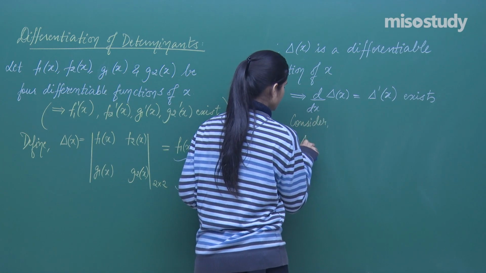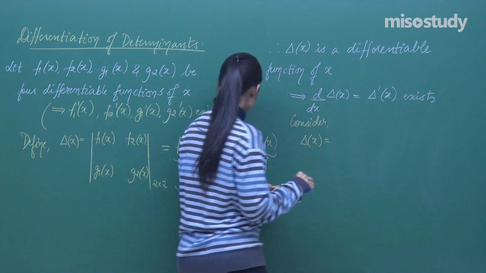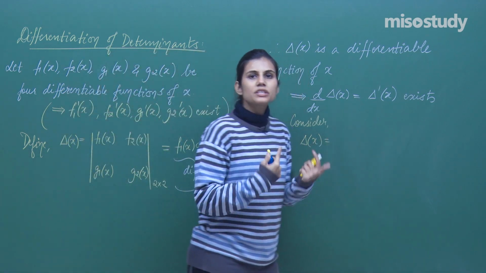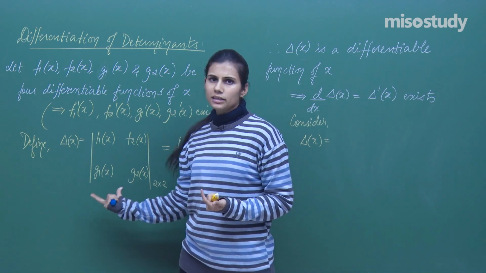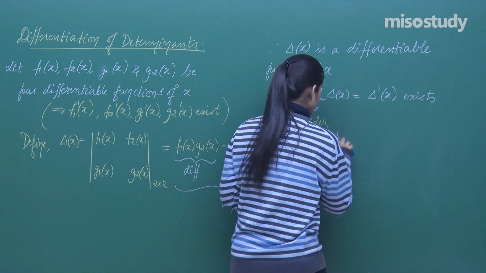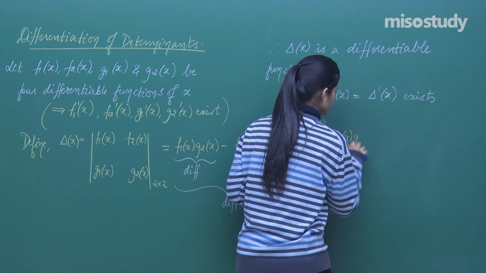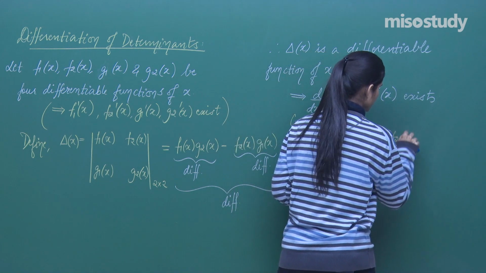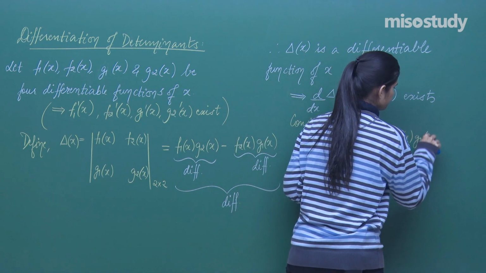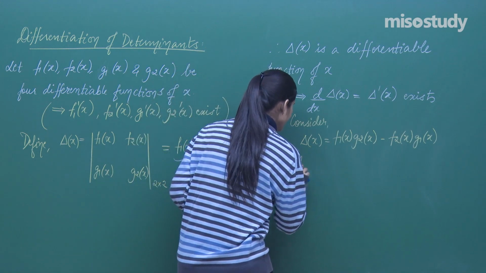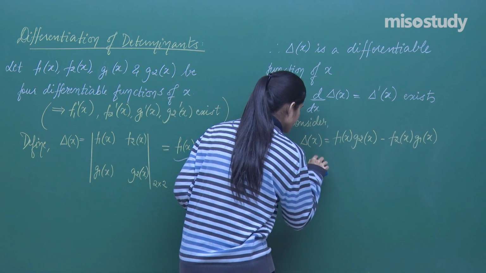Consider delta x. Now delta x is coming out to be f1g2 minus f2g1. I am just writing the resolved form, not this form. This we have resolved, so this is equal to f1x g2x minus f2x g1x. Clear? I am saying d by dx of delta x exists.